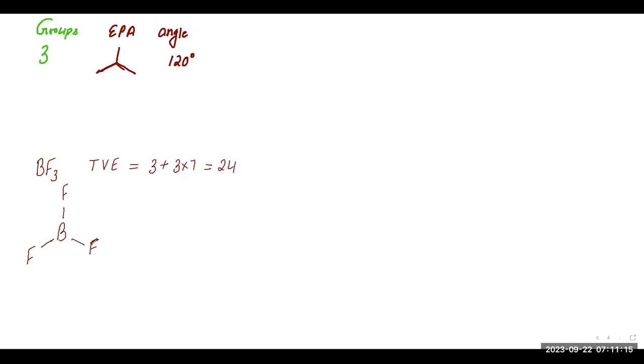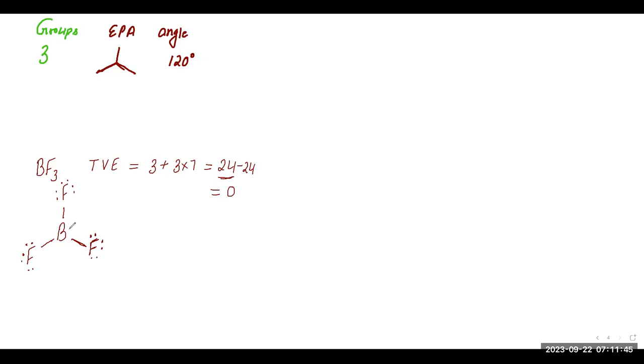Complete the octet of fluorine. It can make only a single bond. So it's going to have 3 lone pairs, right? All of you are listening? Please draw it in your notebook. How many are used out of 24? All 24 are used. What is left? 0. Means we are done, right?